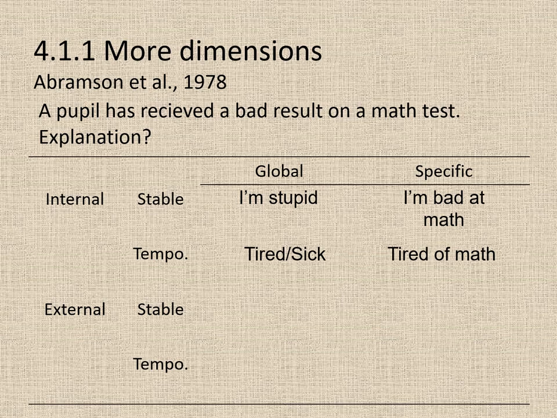External, stable, and global. What would that be? I received a bad result on the math test because the math test sucks. Always sucks. Yeah, that would make it stable. But it would be quite specific if it's only the math test that sucks. All tests. This teacher, all the tests he makes are really bad. Not only math, in everything. So it's global, it's external, it's stable. He always makes bad tests in every subject.